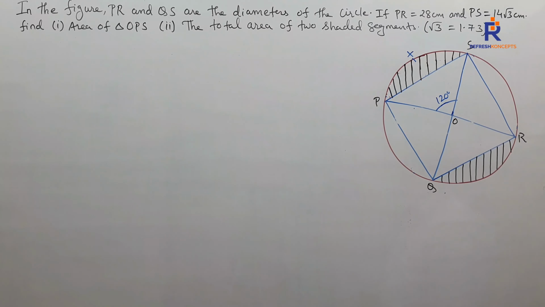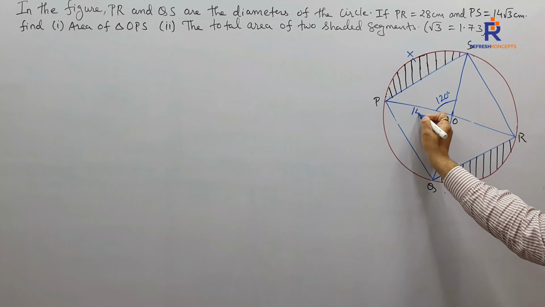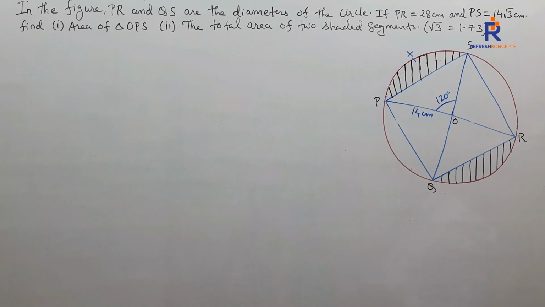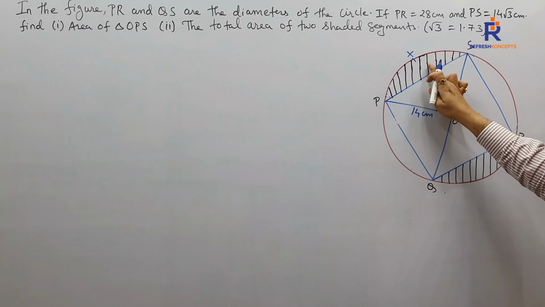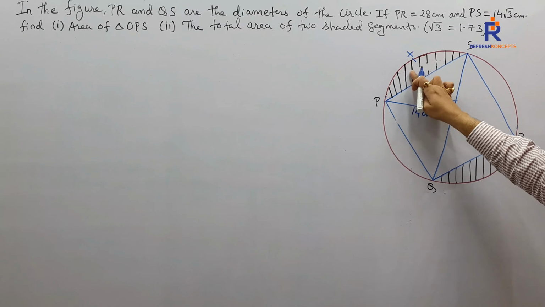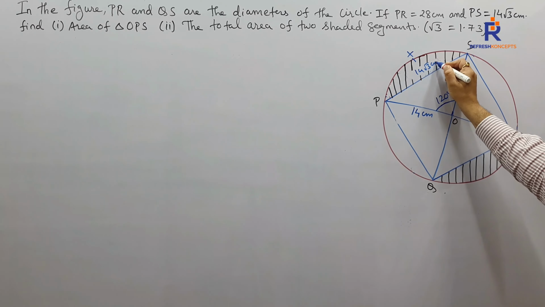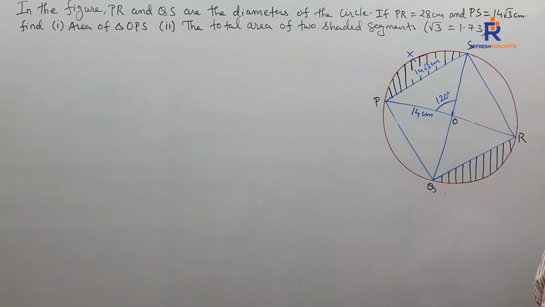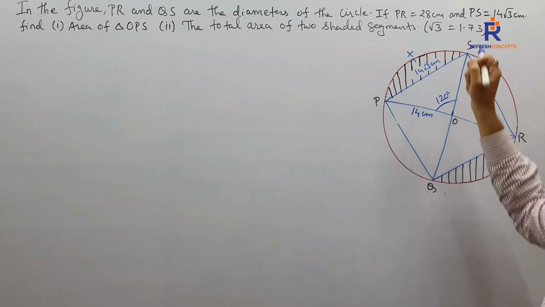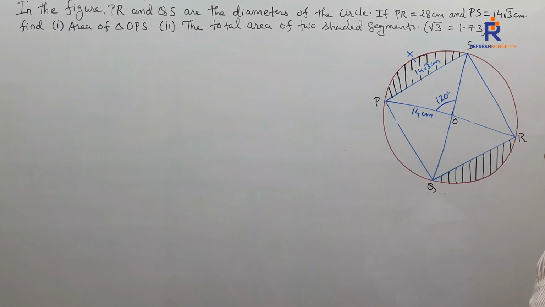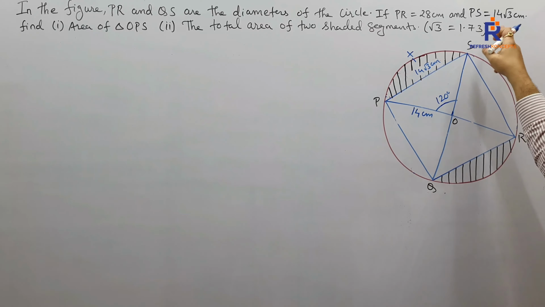If PR is 28, the diameter is 28, so can I say the radius is 14 centimeter? PS is 14 root 3, so let me write down PS as 14 root 3 centimeter. But in our case, we won't be making use of it, so it will be useless data for us. I shall make you understand why.